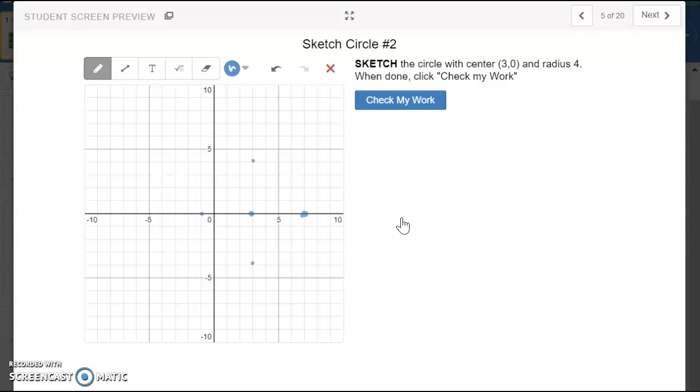Now I can just join the circle. Let me use a different color. And let's try to make a nicer circle. Well, that's my best. Okay, and check my work. There we go. I was on the right place. It's hard to draw with a pen here.